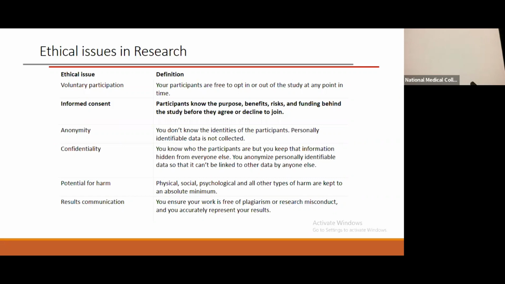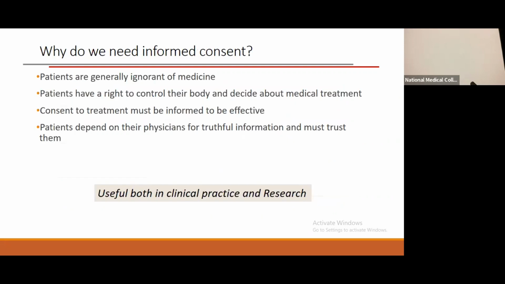Then there is confidentiality. Also, as she said, the potential for harm. We need to explain to a patient whether there are any harms associated with this procedure or with the study. And finally, we'll talk about publication ethics in result communication.